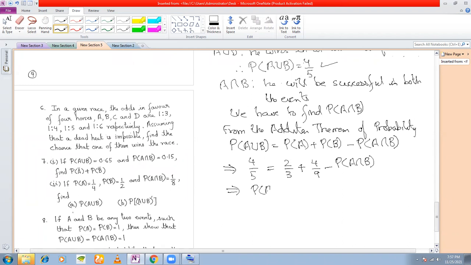So how much will you get here? P(A intersection B) is 2 by 3 plus 4 by 9 minus 4 by 5, right? And you take the LCM and it will come to 14 by 45. Okay. Understood? See the beauty of the addition theorem. Such problems you will not be able to solve normally.